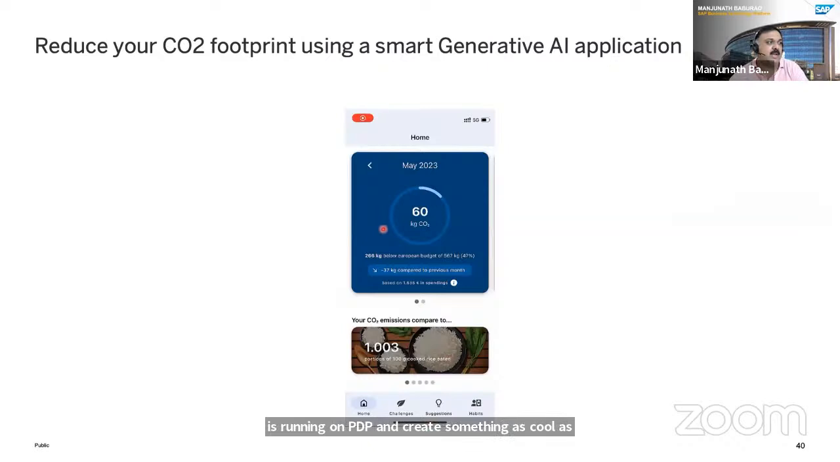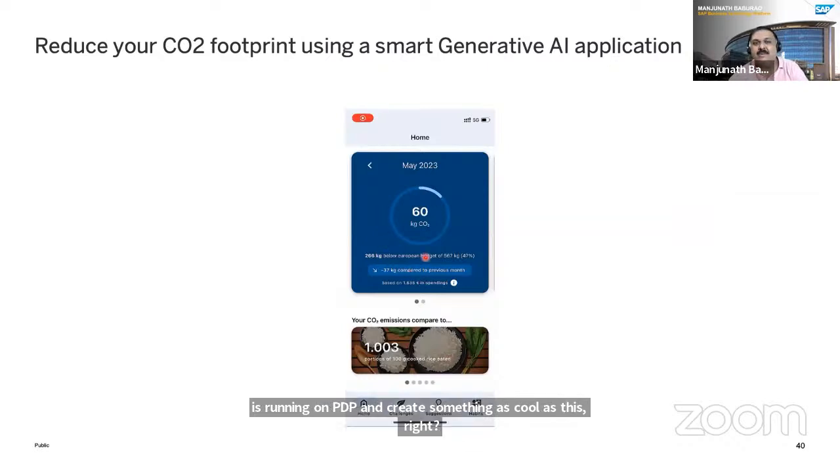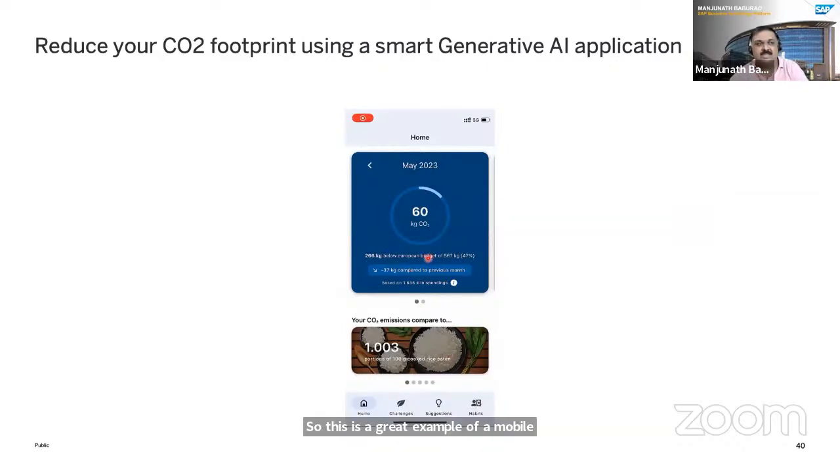So this is a great example of a mobile-based React application, which is giving our customers a view on what their carbon footprint is, what their expenses are, and what challenges they can take up to minimize their carbon footprint and their contribution back to the environment.